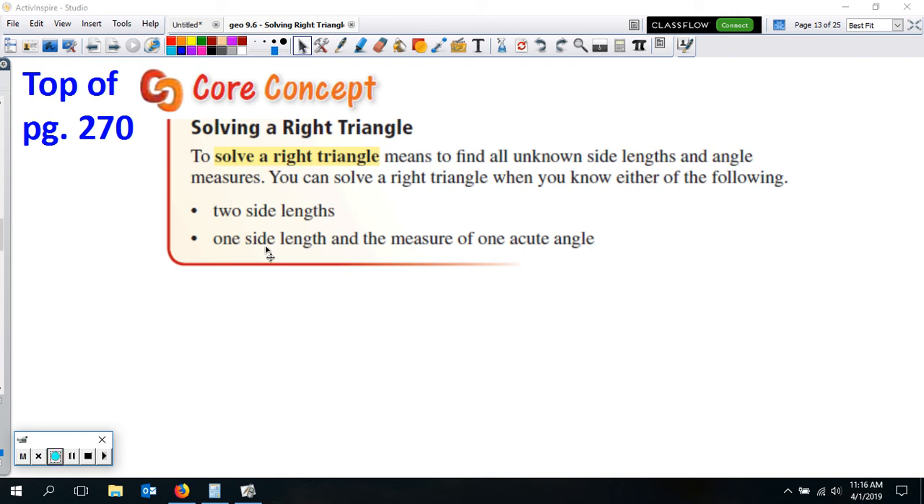And then for the side lengths, we can figure out the other side lengths with the trig ratios as well. Eventually we can use Pythagorean theorem to find the last side length. So we can still solve a right triangle if we just know 1 side length and 1 acute angle measure.